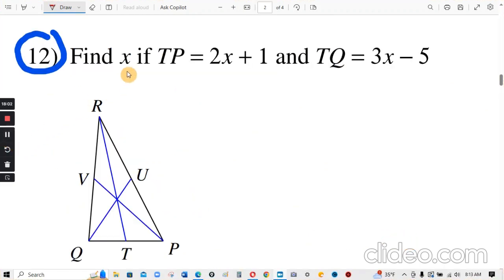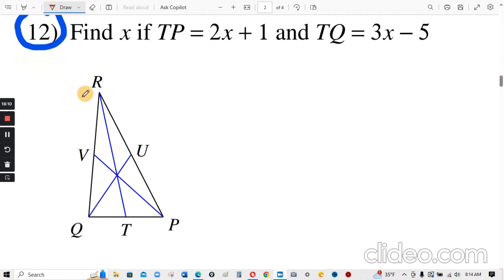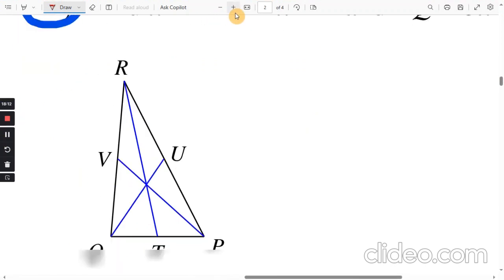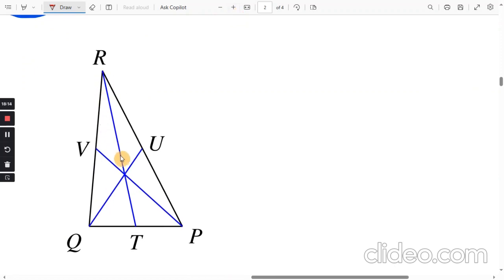All right, number 12, they want us to find x if TP is 2x plus 1 and TQ is 3x minus 5. Remember, these are all medians that are given. Okay, so since RT is a median, that means point T is going to be a midpoint. That means it's surrounded by segments that are congruent. So QT equals TP.